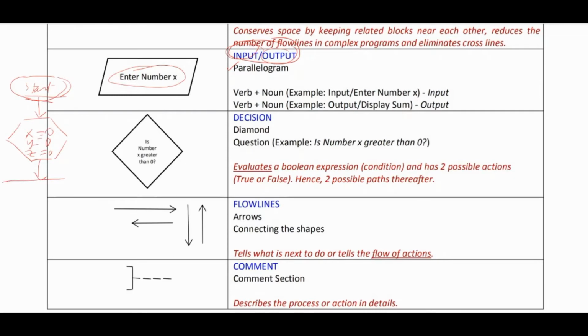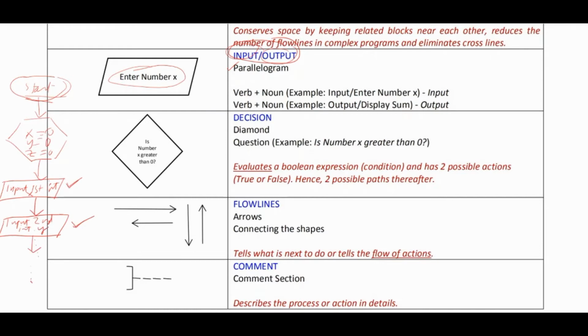Again, this is the problem to get the sum of two integers x and y. So we draw here a parallelogram, and then we say input or enter first integer x. We could write it that way, or you could say enter integer x, whatever you prefer, as long as the instruction is clear, precise, and specific. And then the next would be to input the second integer. So maybe we would say input second integer y.